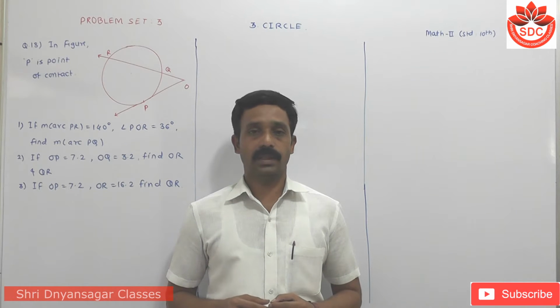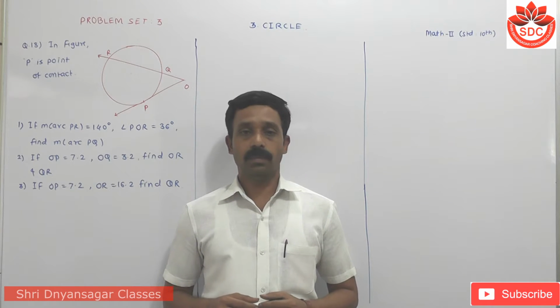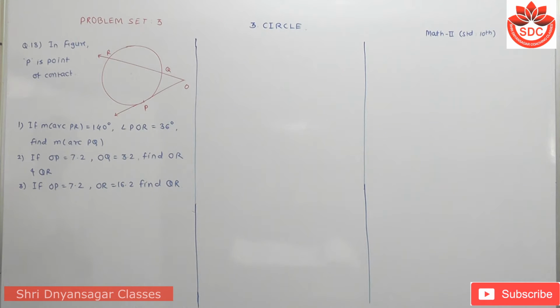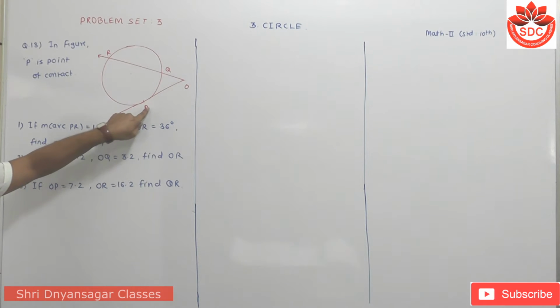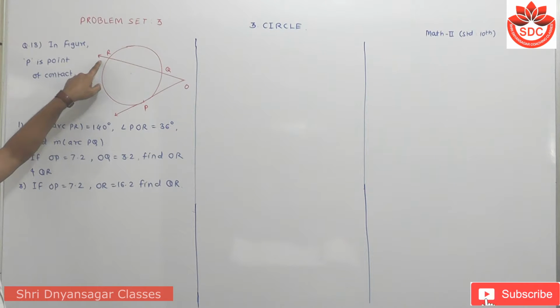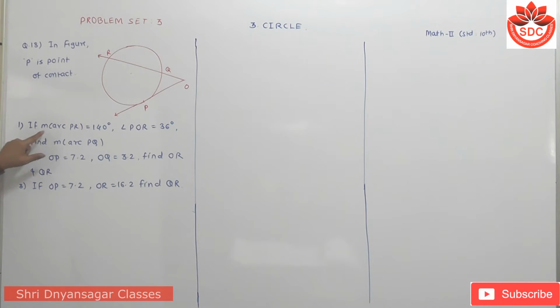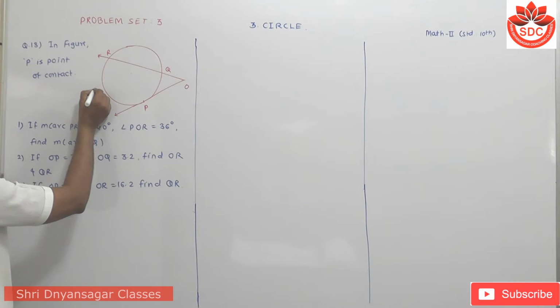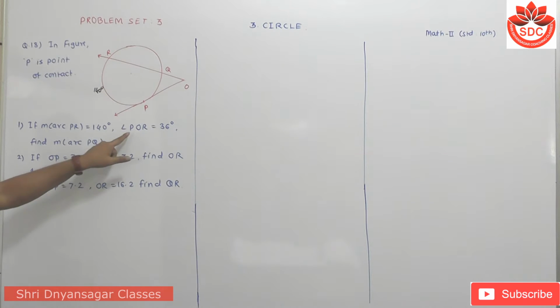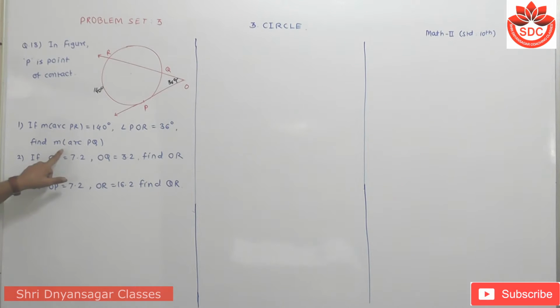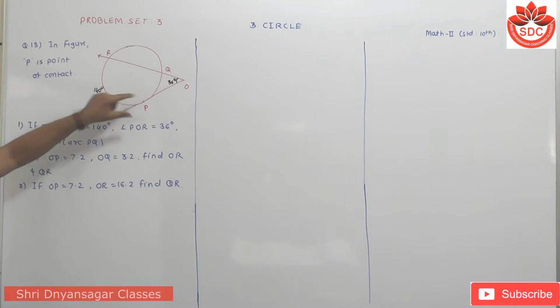The next examples of Problem Set 3 of the chapter Circle. Question number 18: in this figure, P is a point of contact. Here OP is the tangent, and OQR is the secant, which intersect externally. Measure of arc PR is given, this PR is 140 degrees. Then angle POR is 36 degrees. Then find the measure of arc PQ. We have to find out this arc here.